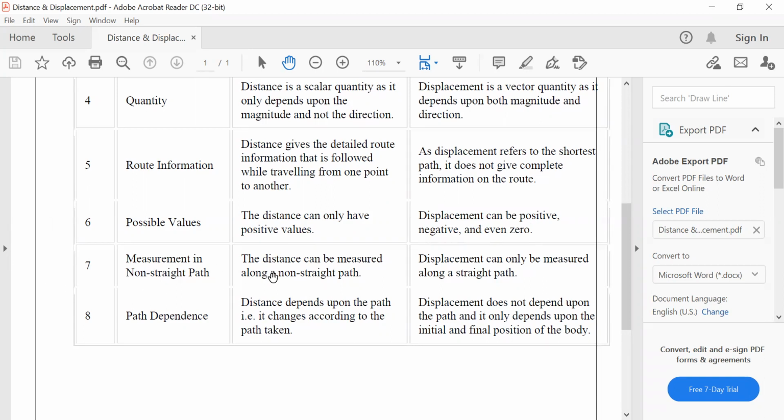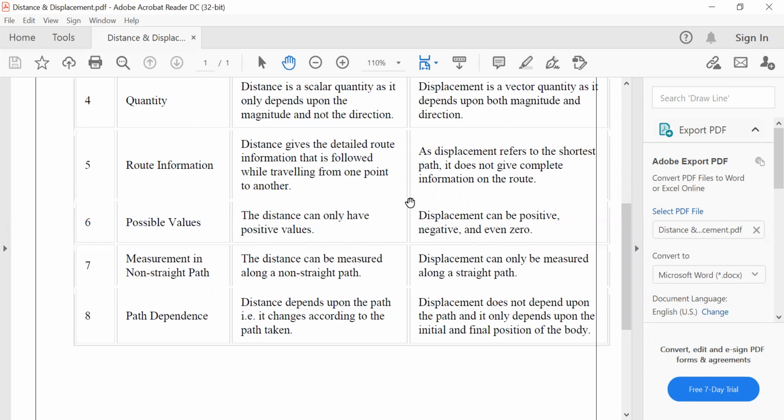And the next point, the distance can be measured along a non-straight path. A non-straight path, in a sense, is not really a straight line, but it can take any circular path or any curved path or anything. But when it comes to displacement, it can be measured along the straight path, right?